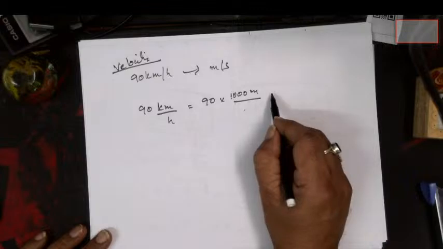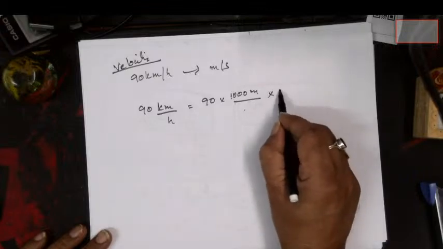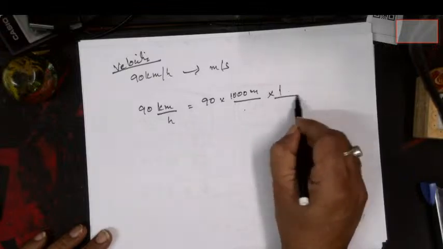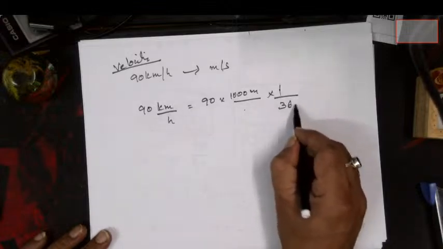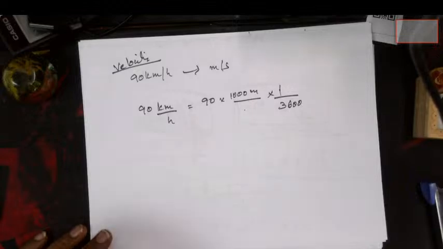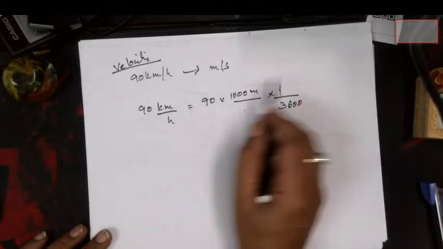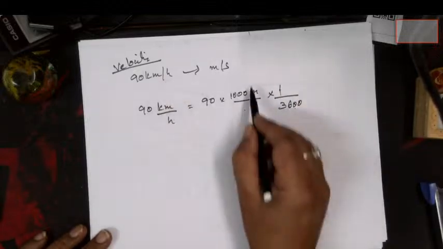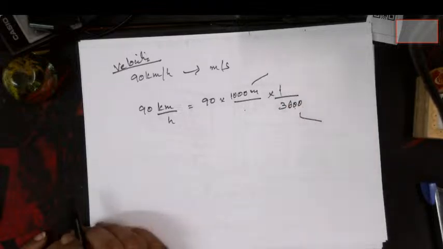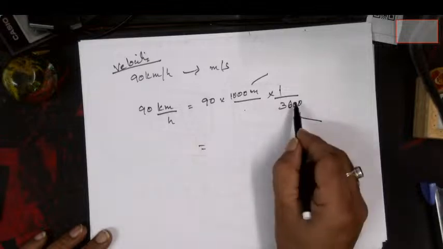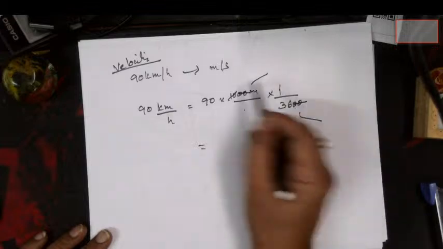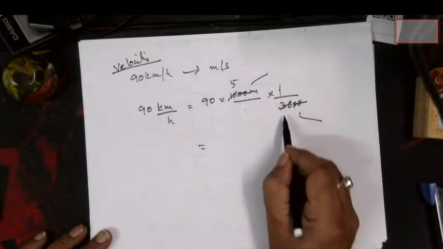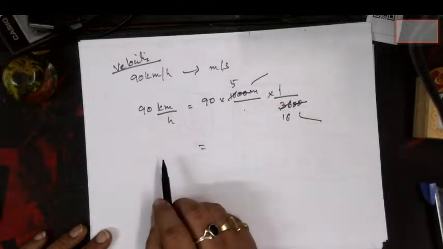And what about this one? This is 1 hour. 1 hour means you have to divide by 3600 seconds. Okay, so I have converted kilometer as meter and hour as second. So this is meter, this is second. So that is equal to, now you can put like this. Okay, and this is 5 times here 18. So 90 and 36 we can cancel.